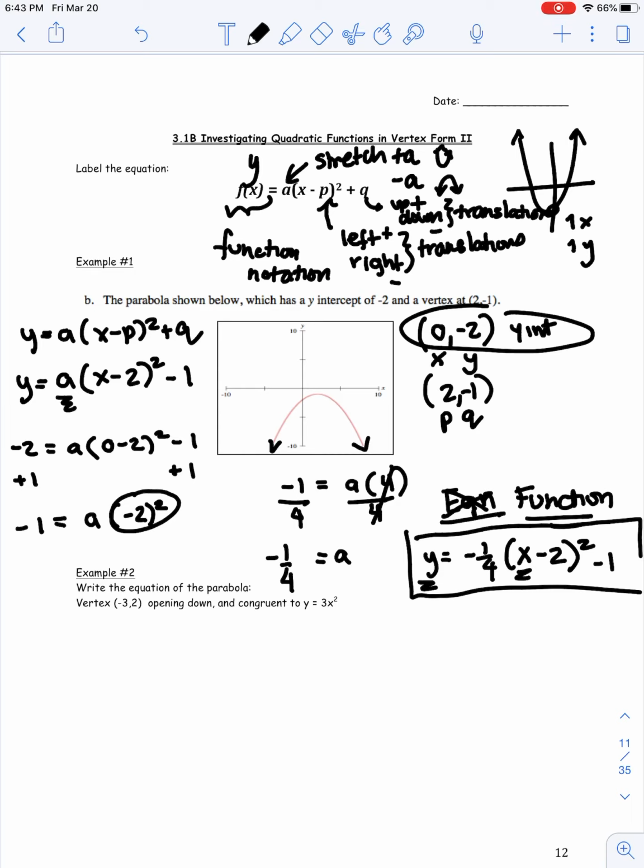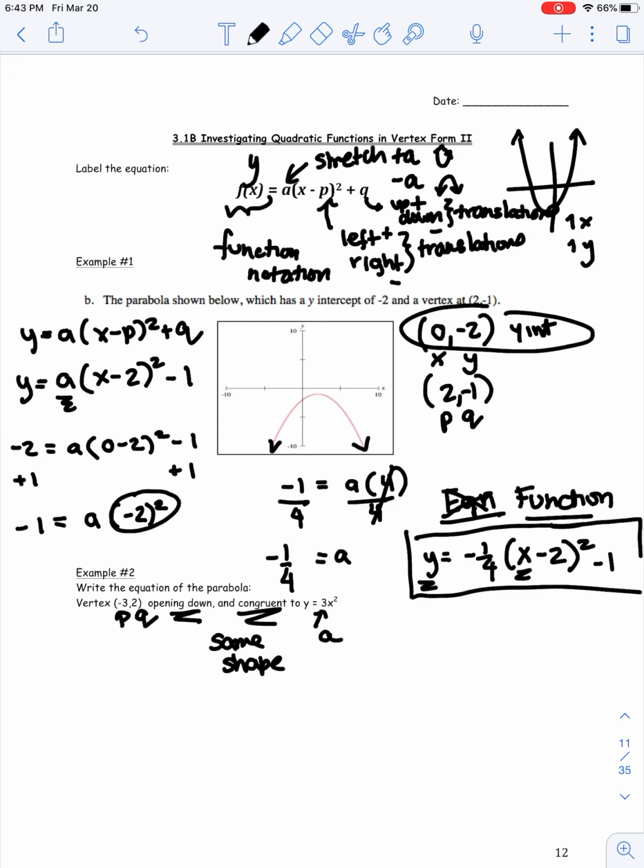The next thing I want to do is write the equation of the parabola. So they're giving us, again, the same situation. They're giving us the vertex, which is our P and Q, and they're also giving us our A value. Okay, so congruency means it has the same shape. So it's going to have the same value.